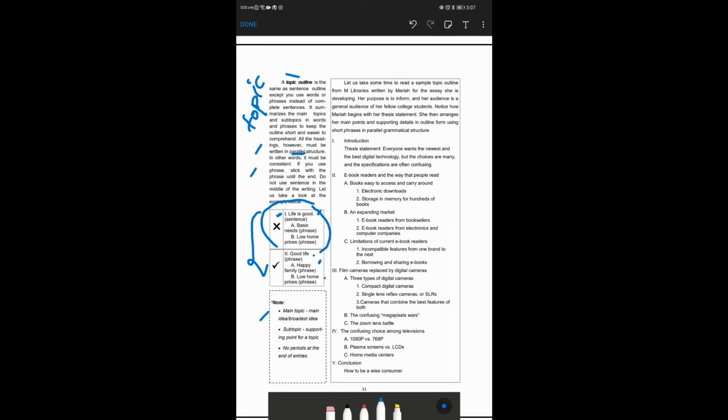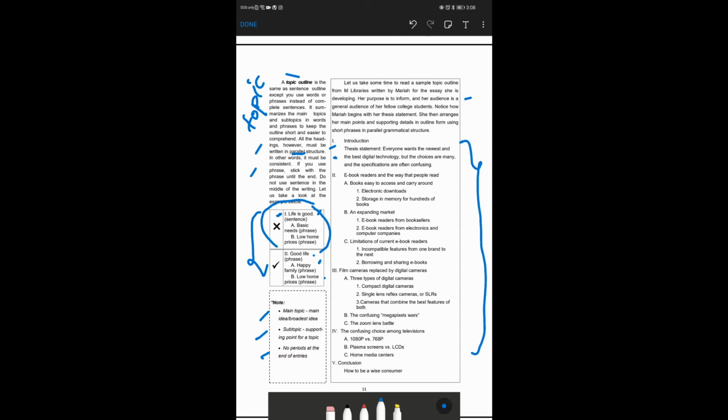So, tandaan natin to. Main topic is the main idea or the broadest, yung pinakamalawak. Subtopic is the supporting idea to explain the main idea. And then, dapat walang periods sa bawat dulo ng entries kasi nga, topic outline ang ginagamit natin, hindi sentence outline. Look at this example. This is an example of a topic outline made by Mariah from M Libraries. Okay? So, ang purpose daw niya dito, her purpose is to inform, and her audience is a general audience of her fellow college students. So, mapansin nyo guys, Roman numeral 1 again is the introduction, stating the thesis statement.